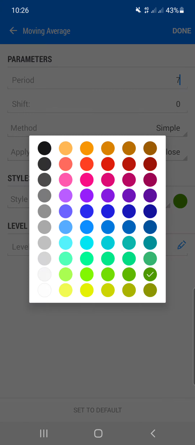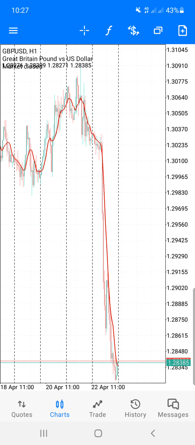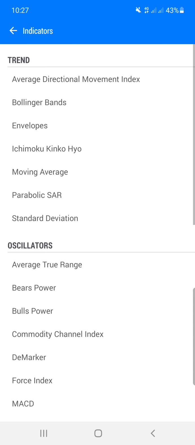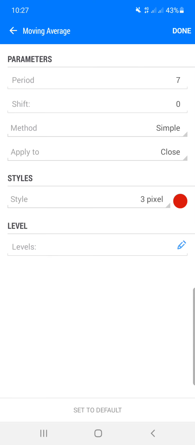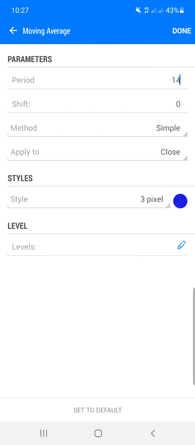We change the color to red, right? After that, you click on OK. Immediately you notice that a line has appeared here. This line here represents the 7 moving average. The next one we'll add is, we go back and repeat the same process. Click on this F plus sign, click on moving average, and we'll change this 7 to 14. Change the color to blue, right?